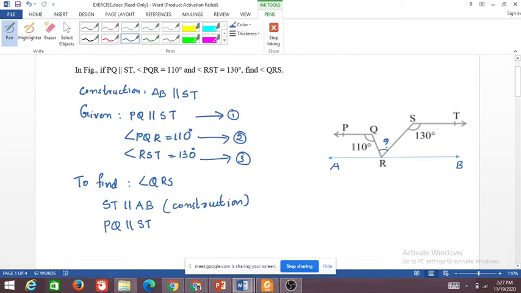Equation 1 and equation 2. Ma'am, I'm not getting the theorem, ma'am. Okay, I'm getting so many answers. So I think you know how we got these two lines to be parallel. Yes, ma'am. PQ is parallel to ST.